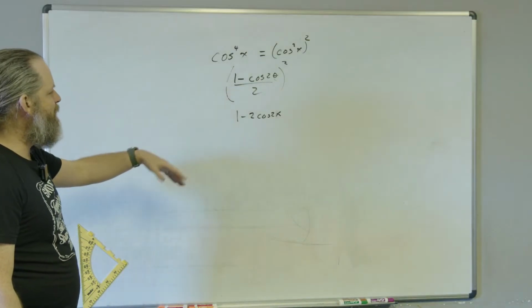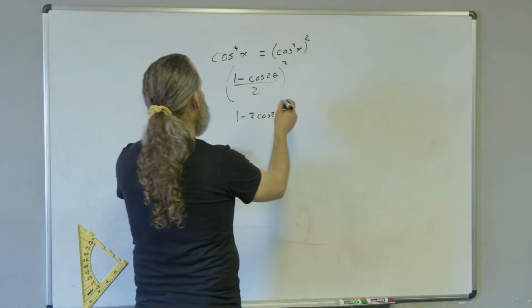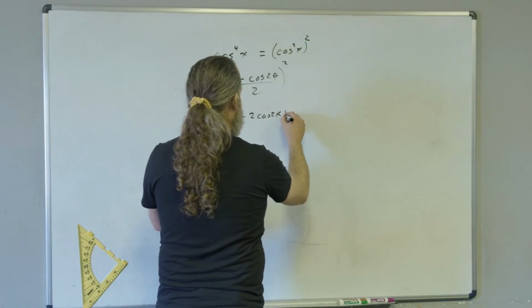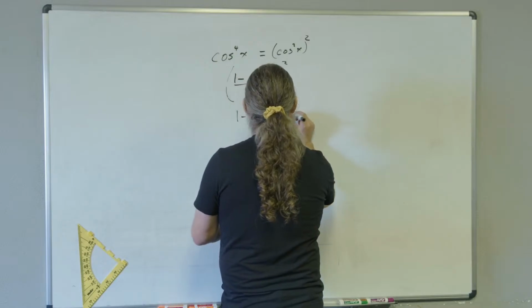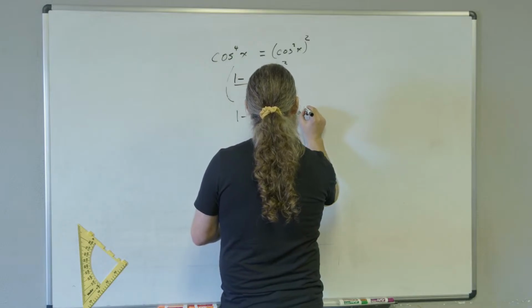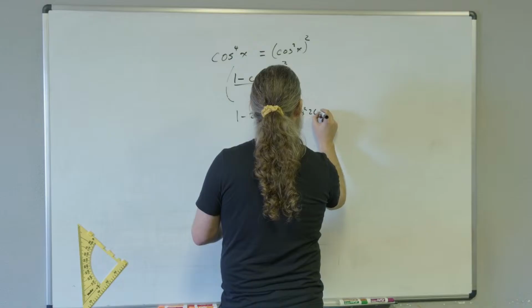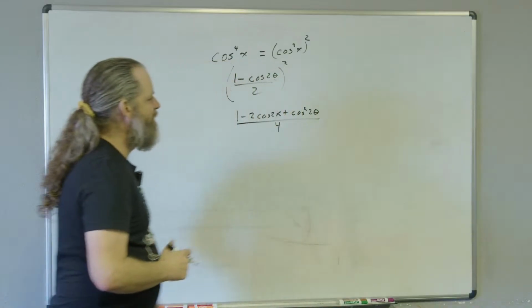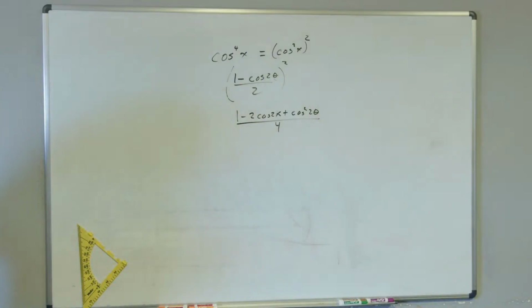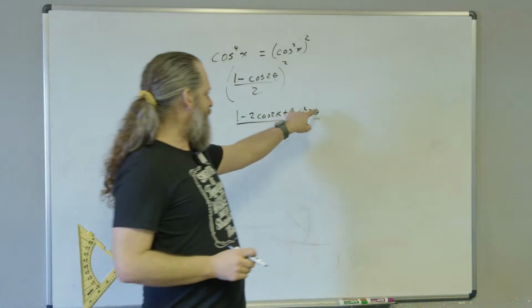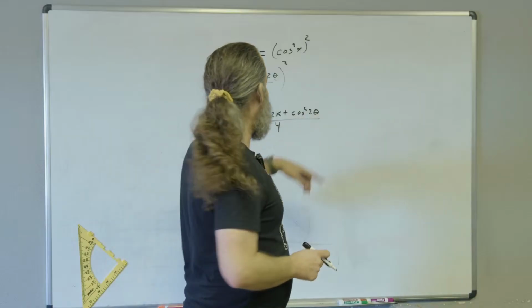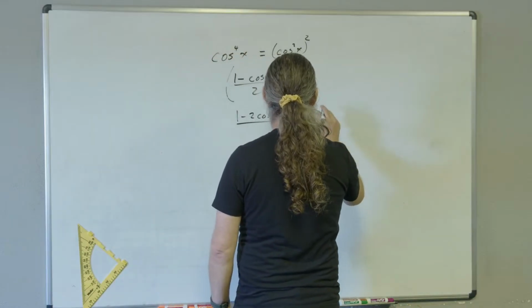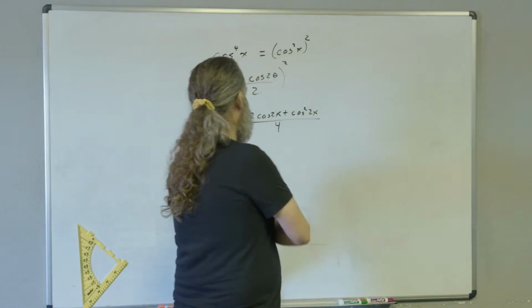I didn't finish. There's something else that needs to happen. This squared plus cosine squared 2 theta over 4. Squared equals bad. We've got a problem. We're just going to use the identity to turn that into something else. We've got to keep the variables the same.